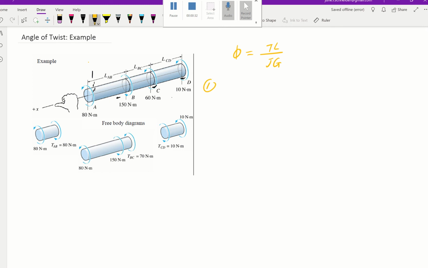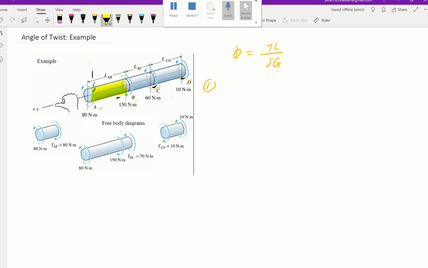There are 4 torques here at A, B, C, D, and are they balanced? That's the first question I always like to figure out. At A, C, and D, they are in the same direction, so add them together: 80 plus 60 plus 10, that's 150. That will balance the 150 at B. So okay, it's balanced. Now the next thing we want to look at is how many sections.